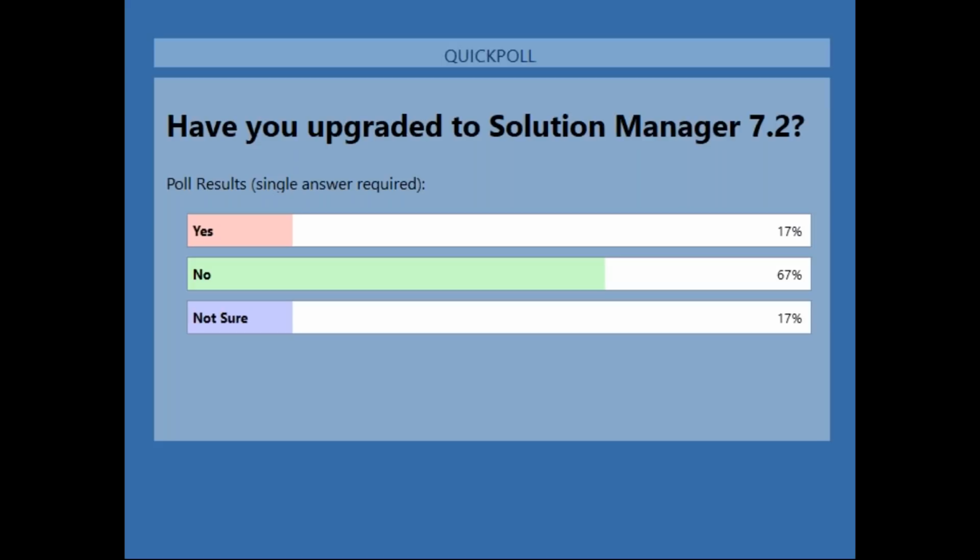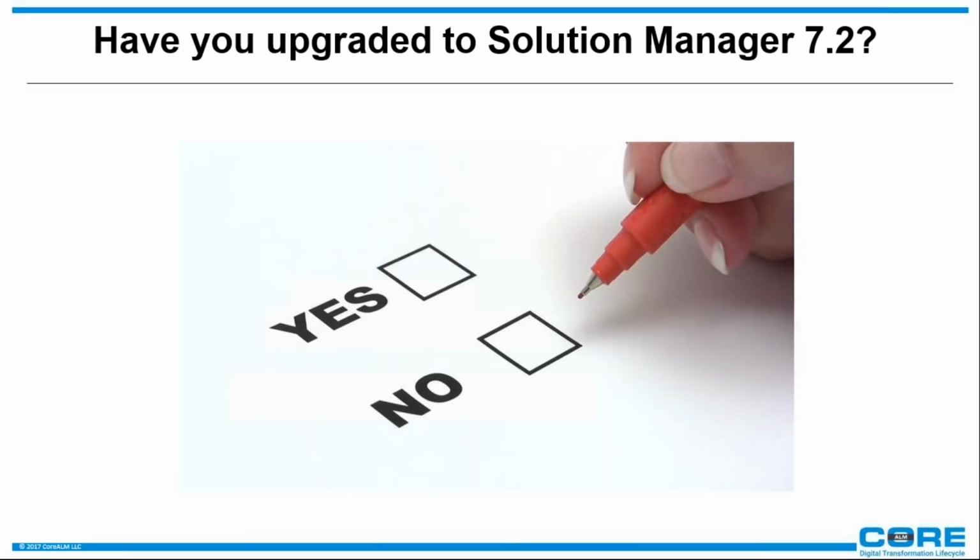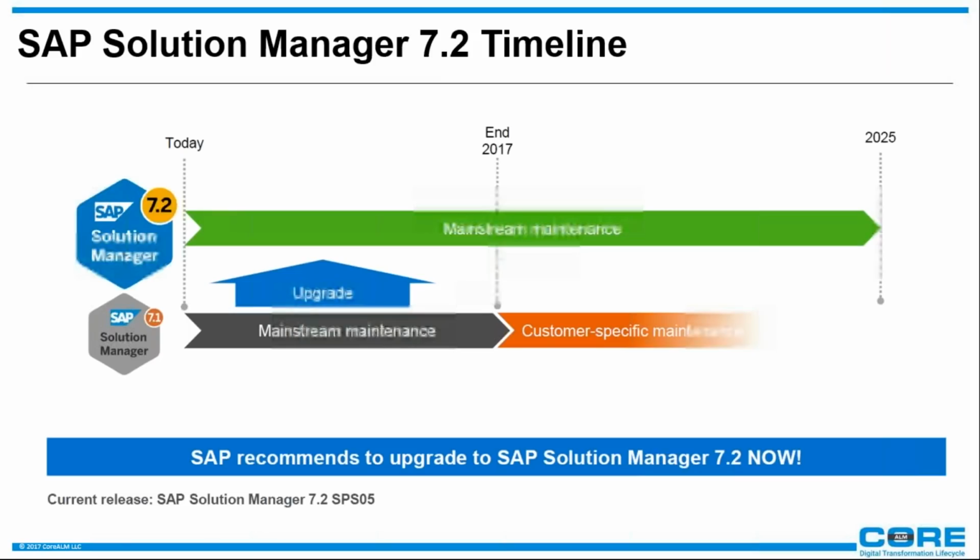Okay, thanks. So we'll go on to the next slide now, and for those of you who haven't upgraded, this slide will be interesting to you. So here's where we are with the 7.2 timeline. Today we're in mainstream maintenance, and cutovers to 7.2 are happening. So upgrades are going on now from 7.1 to 7.2.